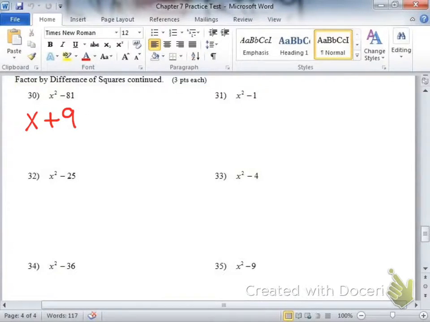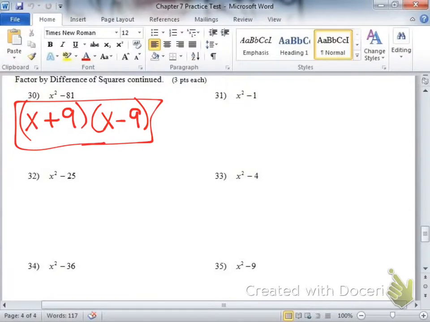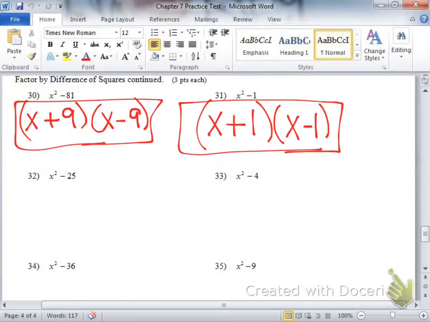9. So I'm going to have an x plus 9 and x minus 9. If you like drawing the forks, you can. I know a lot of you don't, so I'm going to show a couple examples without the forks. What times itself makes a 1? 1. So I'll have x plus 1, x minus 1. What number times itself makes a 25? 5. So x plus 5, x minus 5.